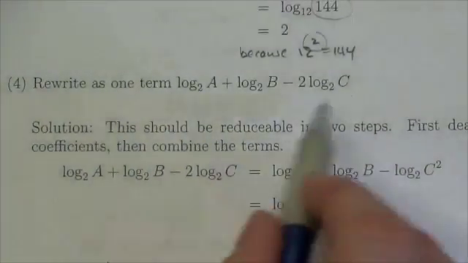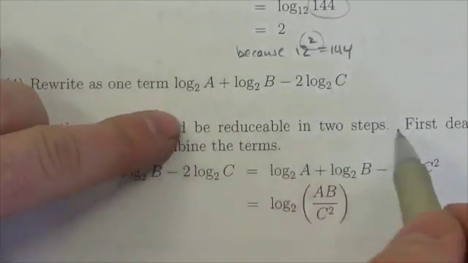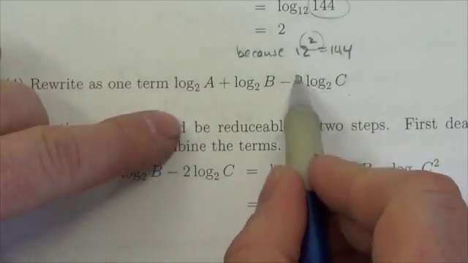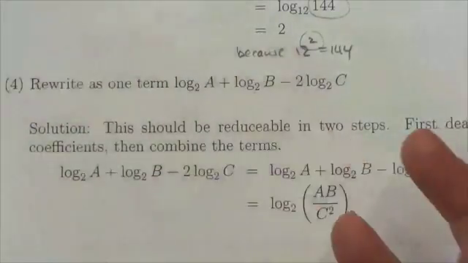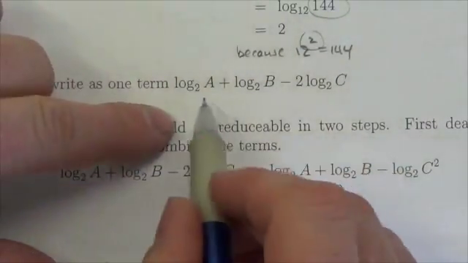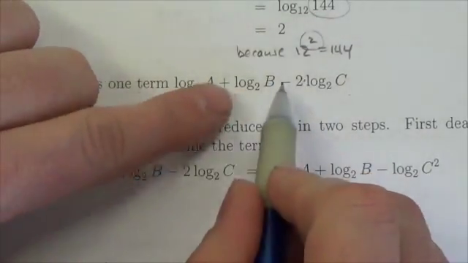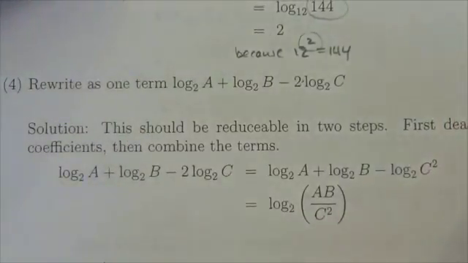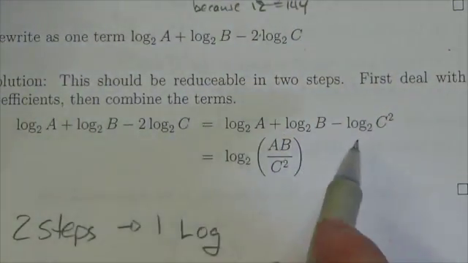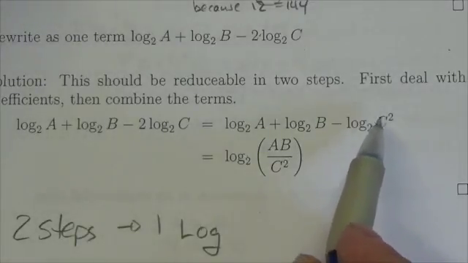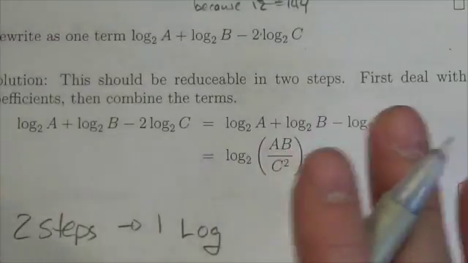Okay, so let's take a quick look at this. Remember, addition becomes multiplication, subtraction becomes division. Now, the first thing that I want to do is get rid of the coefficient. In essence, I'm applying the order of operations. I want to deal with multiplication first, then I'll deal with addition and subtraction. So the first thing I'm going to do is move that 2 up, and you can see that in this step right here. I move that 2 as the square on the c.